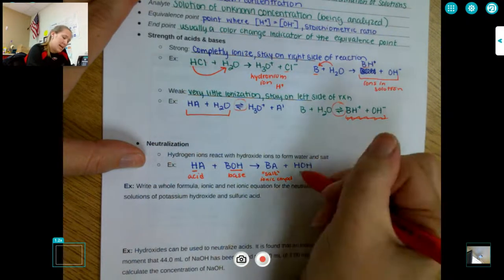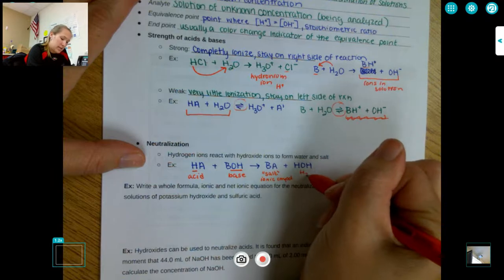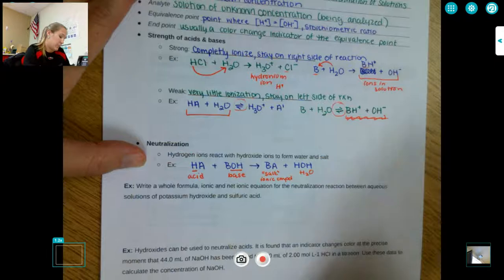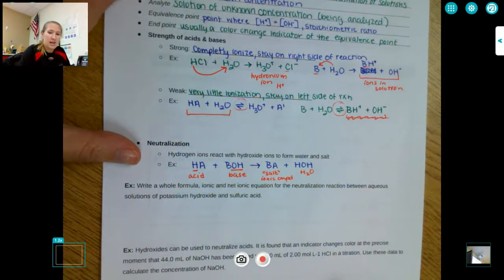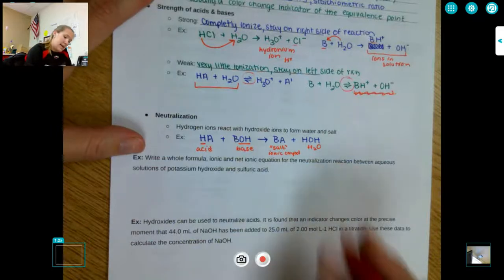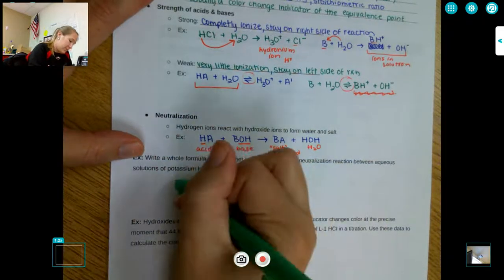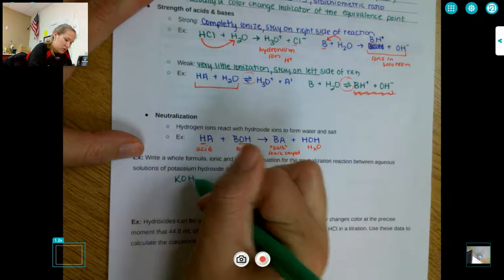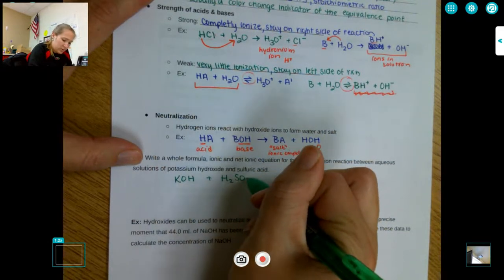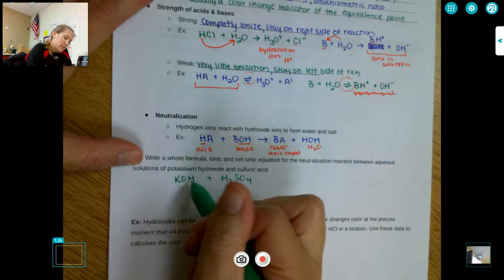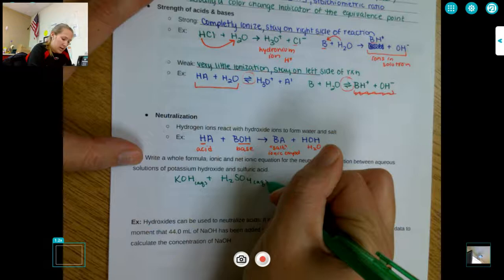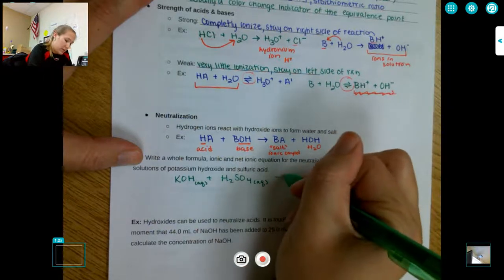CMPD is compound. And I make water, H2O, or I like to write it as HOH because it's way easier to balance. All right, well, let's look at a reaction between a strong acid and a strong base. I have potassium hydroxide, KOH, and sulfuric acid, H2SO4. This is a strong base. It's going to completely ionize in solution and be aqueous, as will my strong acid of sulfuric acid.